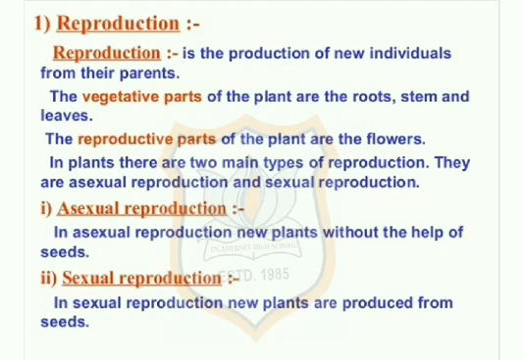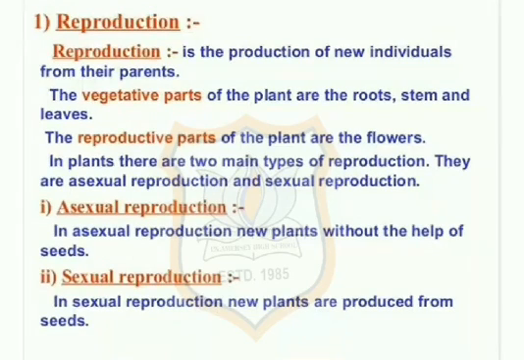We eat the fruits and usually discard the seeds. Seeds germinate and form new plants. So, what is the function of flowers in plants? Flowers perform the function of reproduction in plants. Flowers are the reproductive parts.